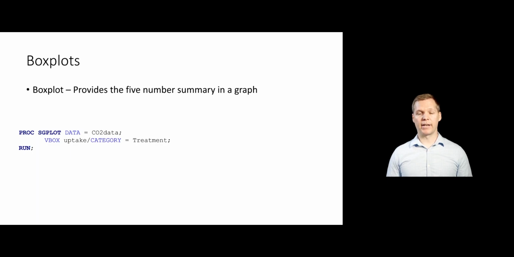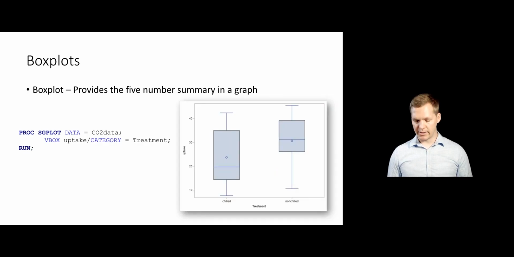So here's an example of creating a box plot for the uptake variable at every level of the treatment variable. We have 2 values here, chilled and non-chilled. Now you can see the 5-number summary produced here. And this gives us a really nice way to compare 2 distributions and where they're located.